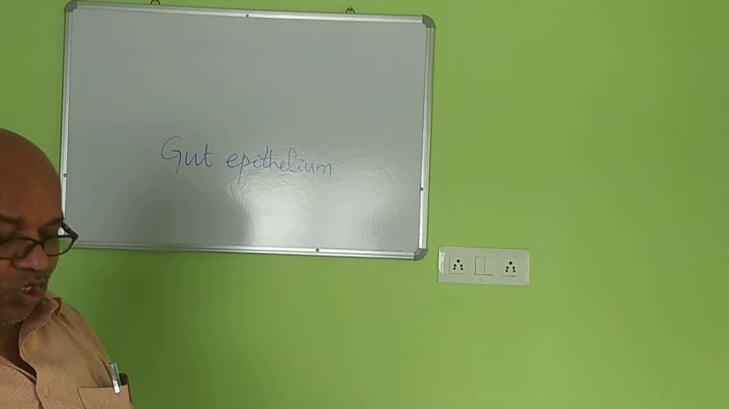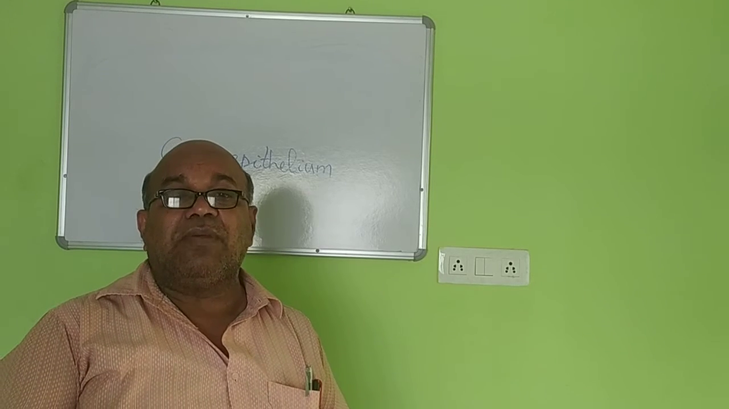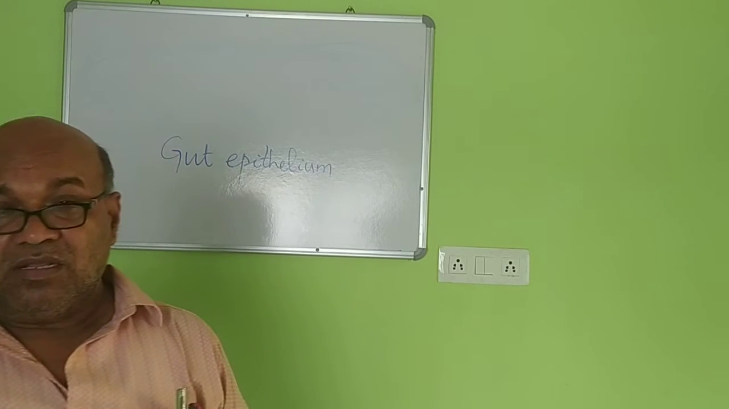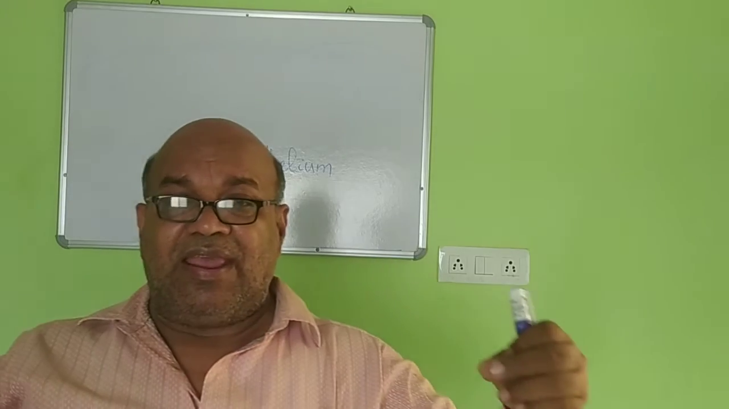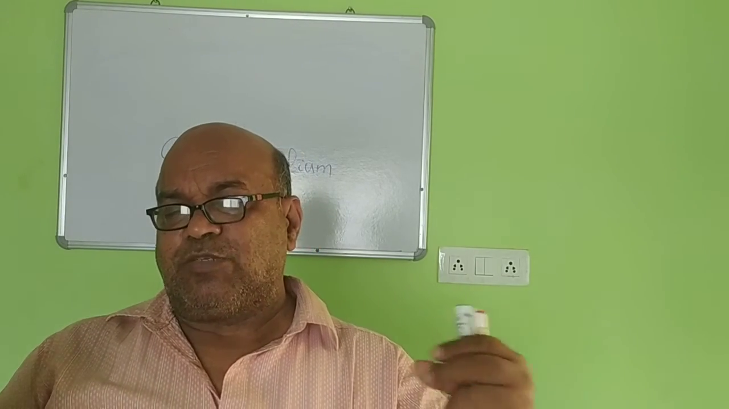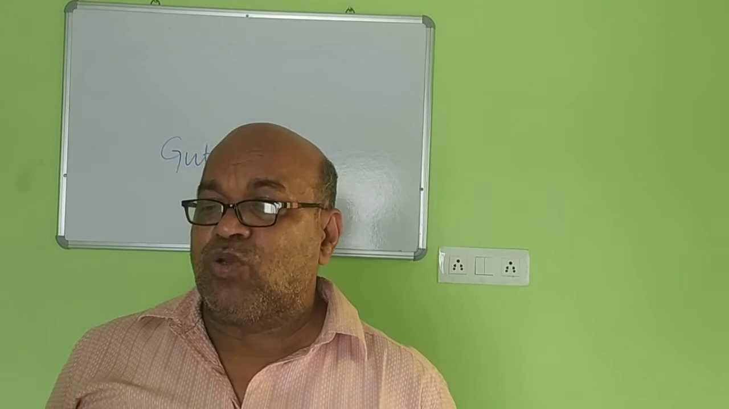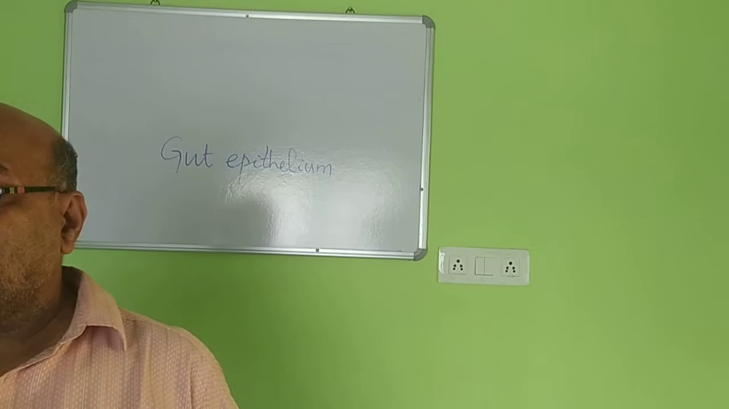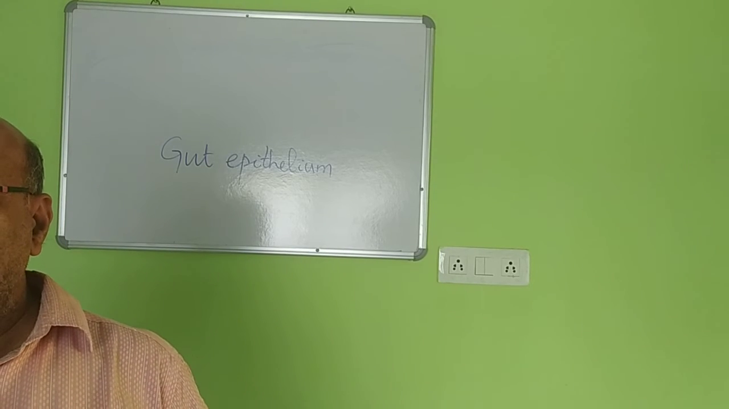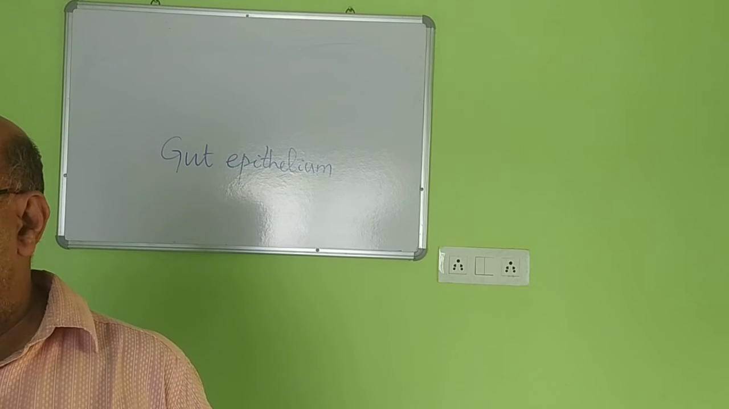The epithelial layer also extends through the gut or alimentary canal, and that cellular layer helps somehow in respiration as an accessory organ. So you can consider gut epithelium as accessory respiratory organs. Let us know about them in detail.